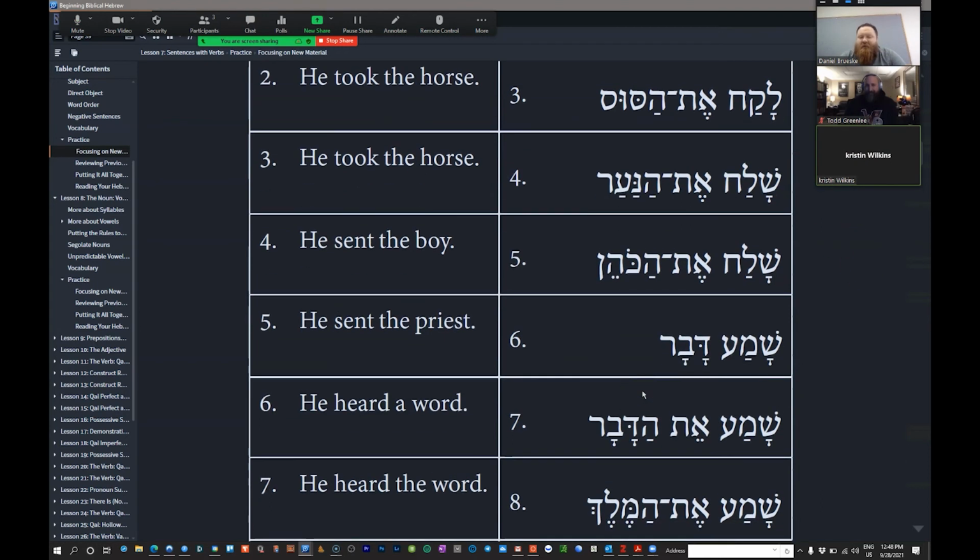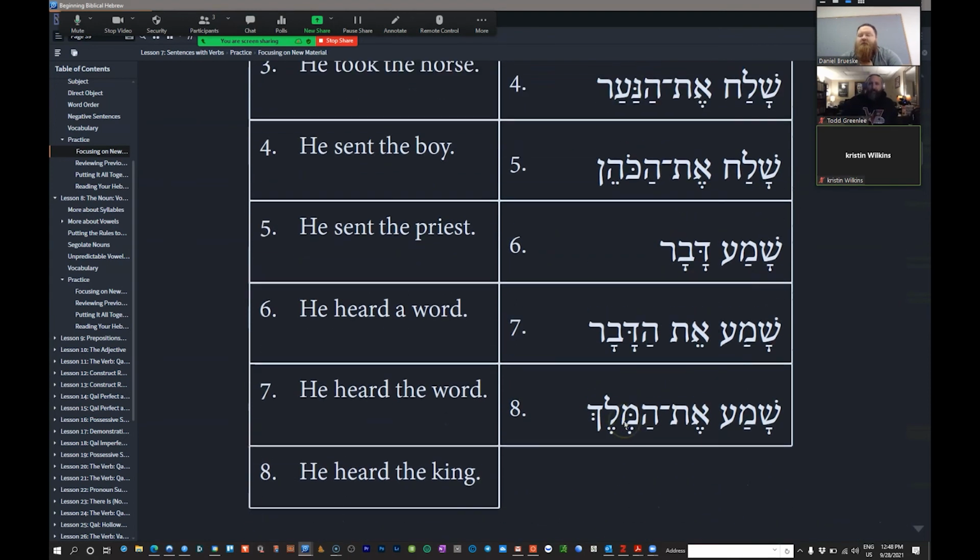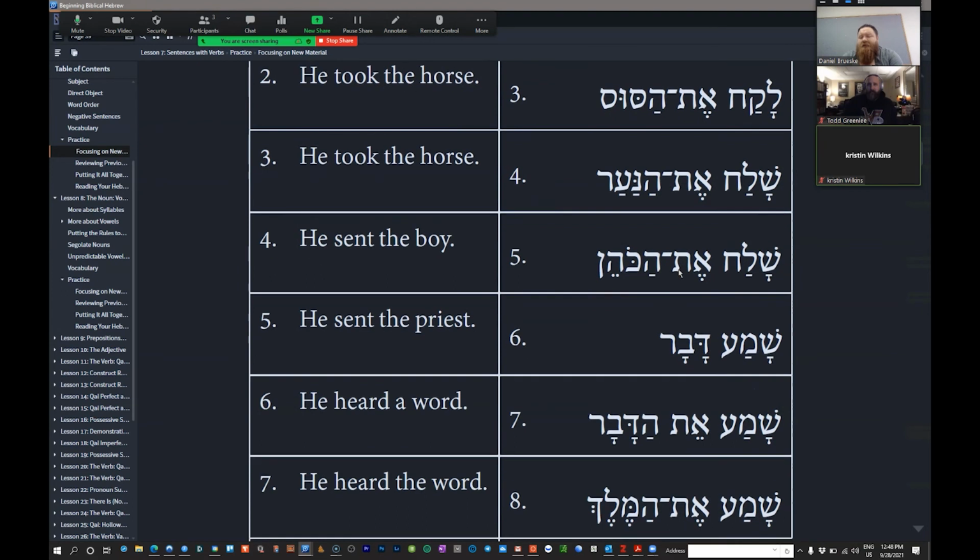All right. So we did 5. So number 6, here we've got shema, he heard, and then davar. Well, just like number 1, it's ambiguous. Davar could be the object or it could be the subject. It agrees with the verb. There's no disagreement here, so it makes sense.